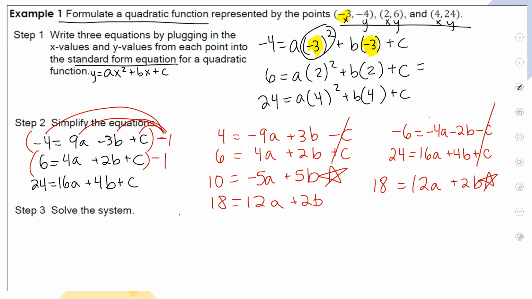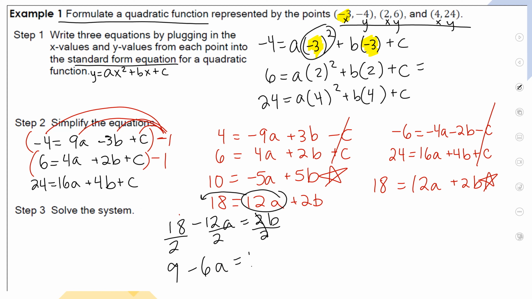So let's do substitution. I'm going to move this over here. And so I'll get 18 minus 12a equals 2b. And then I'll divide everything by 2. So now I have 9 minus 6a is b. Okay, so we're going to use this equation.